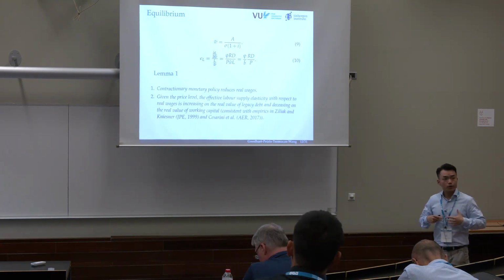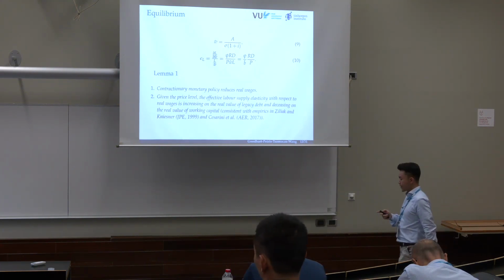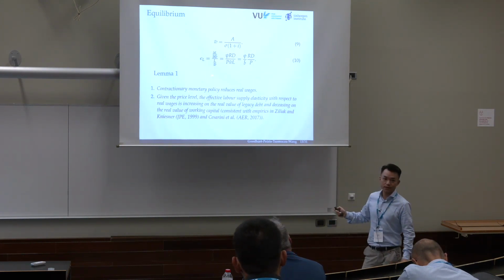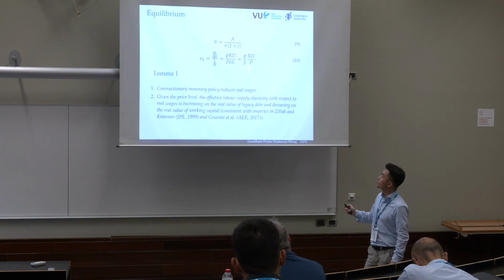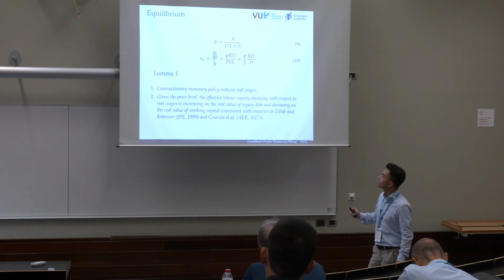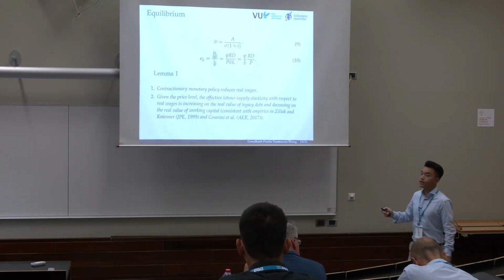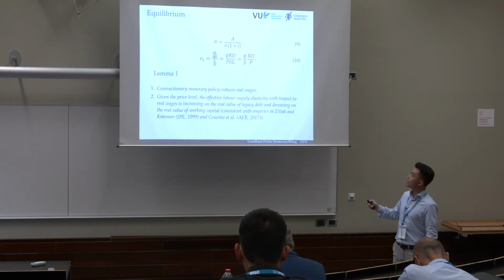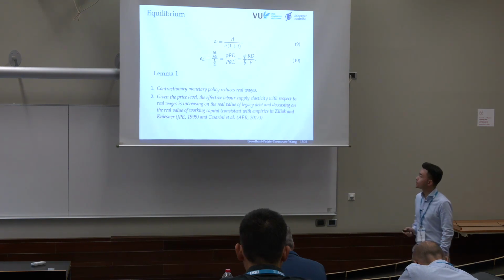This lemma helps to characterize the equilibrium. First of all, we show that contractionary monetary policy unambiguously reduces real wages. So real wage is an expression of technology, markup, and the monetary policy rate. And more interestingly, we derive the labor supply elasticity as an expression of corporate debt and working capital.